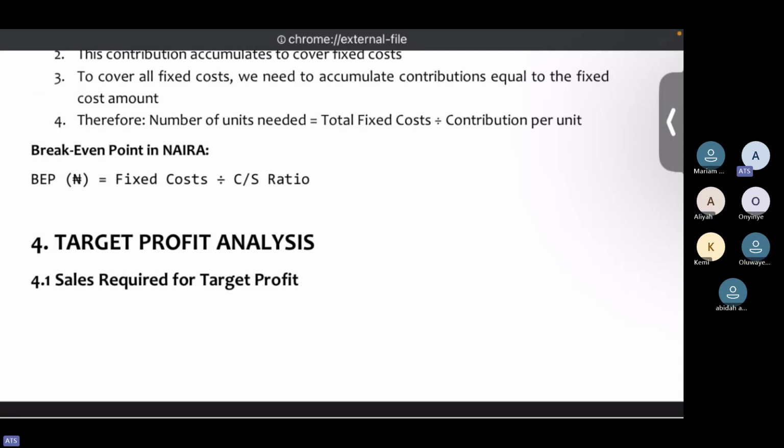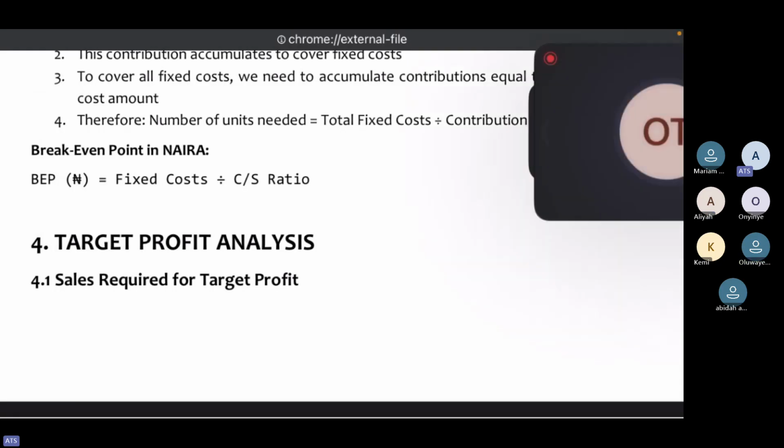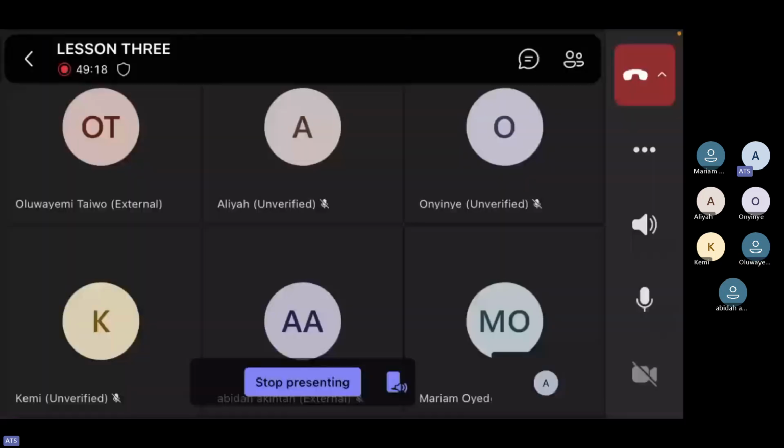All right, so let's talk about target profits. We've been talking about break-even points. I only asked you questions based on contribution. Should I ask you questions on break-even points, or do you understand that one? Somebody said I should ask. Who is that person?